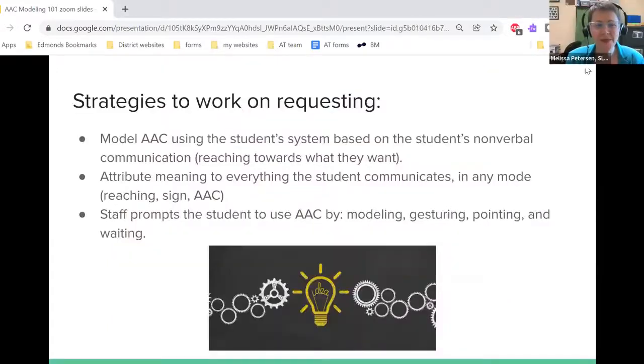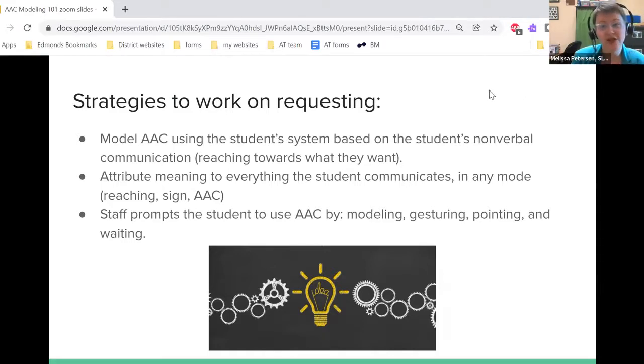All righty. So just to summarize that last slide that was in the video, I put it here. Strategies to work on requesting: model using the student's system, whatever system they're using. And the words you say should match what the student is showing you. If they're reaching or pointing, then you might show them language that matches that. Attribute meaning to what they communicate in any mode, whether reaching or sign or AAC. And you can model, gesture, point, and wait.